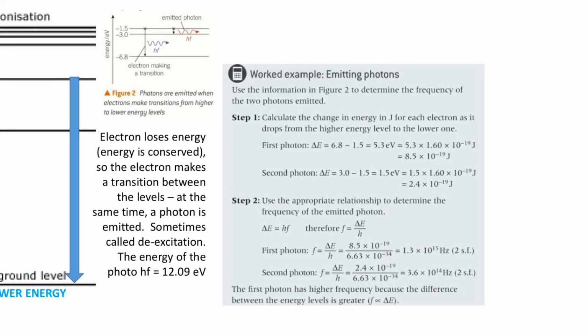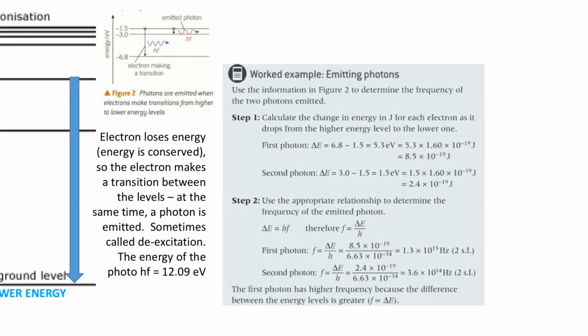So we're still trying to find the frequency. We want to determine the frequency. We've found the energy, so we can use our equation E equals hf, or rearrange for frequency equals delta E over h. So for the first photon, our change in energy is that 8.5 times 10 to the minus 19.